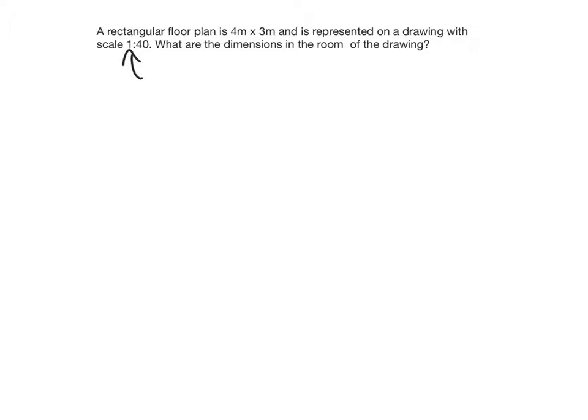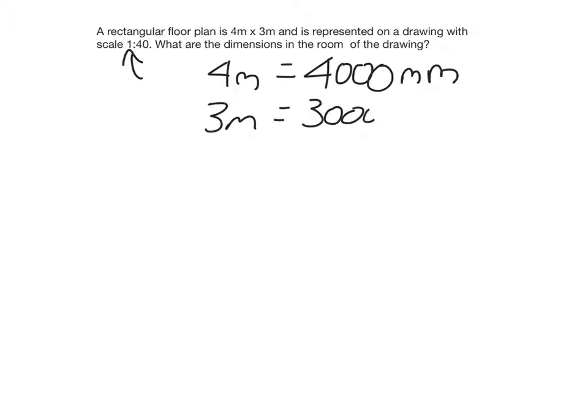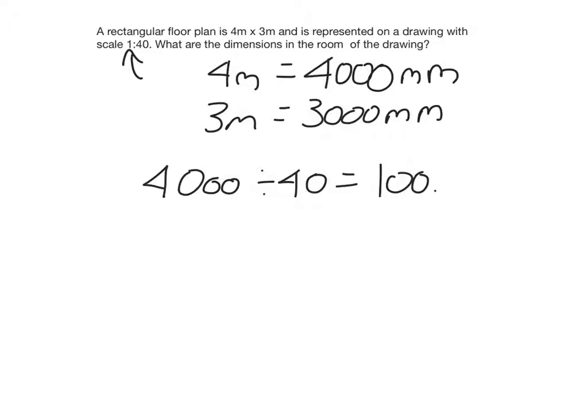So if I want to figure out what this is on the drawing, all I need to do is divide. So first thing though, I'm going to take 4 meters and change it into millimeters. Floor plans, architects, they always use millimeters so they don't have to round. So then 3 meters is 3,000 millimeters. And so to find the actual dimensions, I just divide each of these by 40. So 4,000 divided by 40 equals 100, in this case millimeters. So the length of the rectangular floor, which was 4 meters, will be represented by 100 millimeters or 10 centimeters on the drawing.